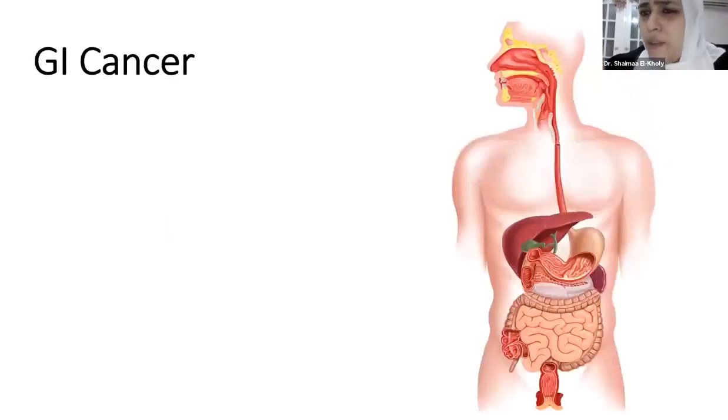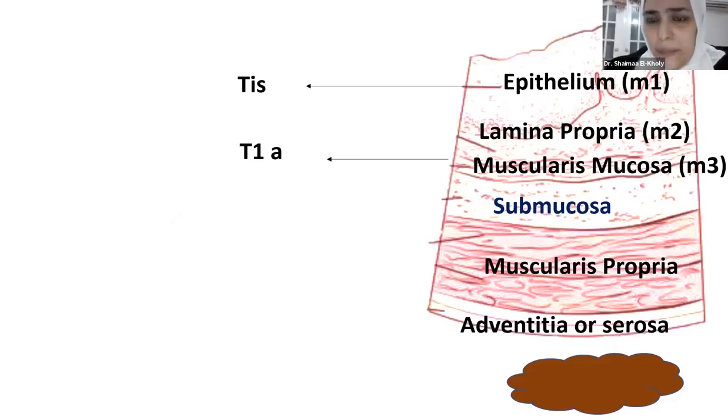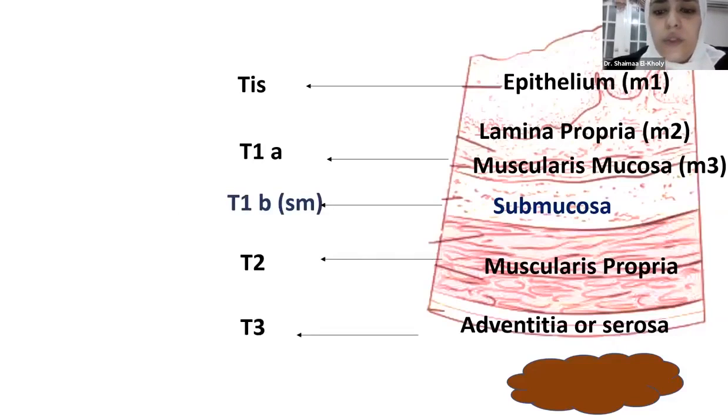So just a basic reminder about GI cancer and the layers of invasion. Here's the wall of the GI. Here's the mucosa composed of epithelium, lamina propria, then the submucosa, the muscle layer, then adventitia or serosa. If you have a lesion or cancer that is confined to the epithelium, it's called carcinoma in situ. When it starts to invade the lamina propria, it's T1a. When it goes to the submucosa, it's T1b. And then when it goes to the muscle, it's T2. To the adventitia or serosa, it's T3. To the surrounding structures, it's T4.